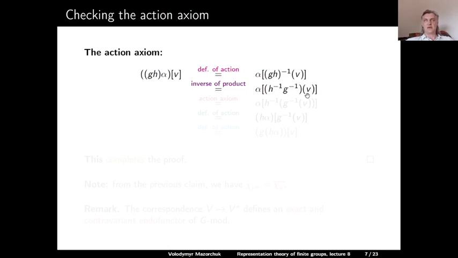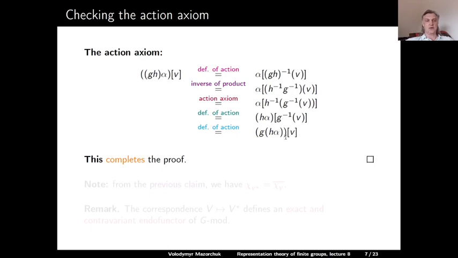So by the action axiom applied to the G module V, this is equal to the value of alpha at the element H inverse of G inverse of V. So now we have this H inverse here to the left, so we can rewrite it using our definition as H alpha evaluated at G inverse of V. And again, using our definition, this is G applied to H alpha and then evaluated at V. So GH of alpha is equal to G of H of alpha. So this verifies the action axiom and completes our proof.